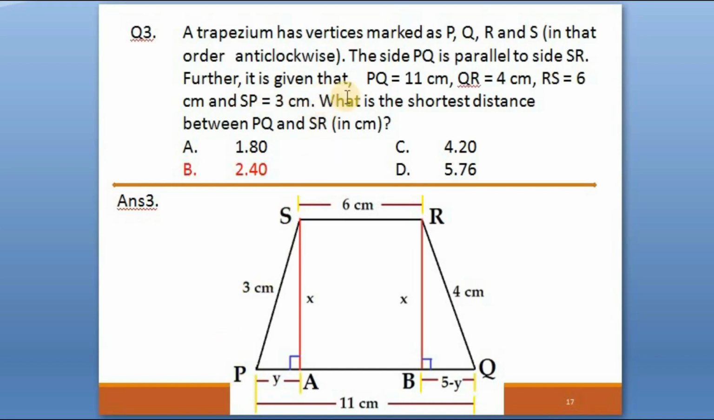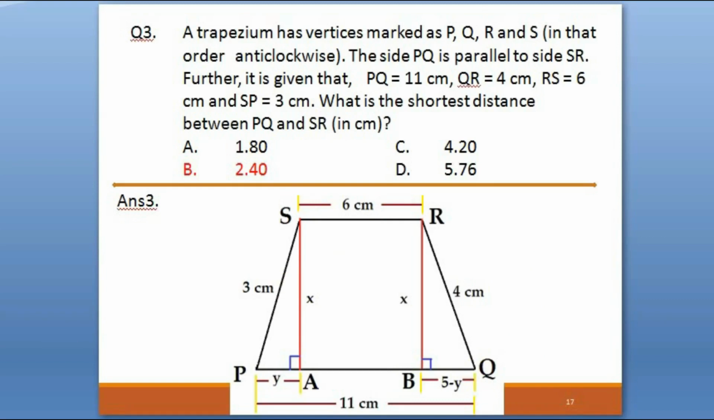So he is basically asking for distance x actually, because these two, SR and PQ, are parallel. So we can draw the perpendicular between these two, and that will signify the shortest distance between these two lines, right? So for the solution, how will we proceed? Let's move to the next slide.